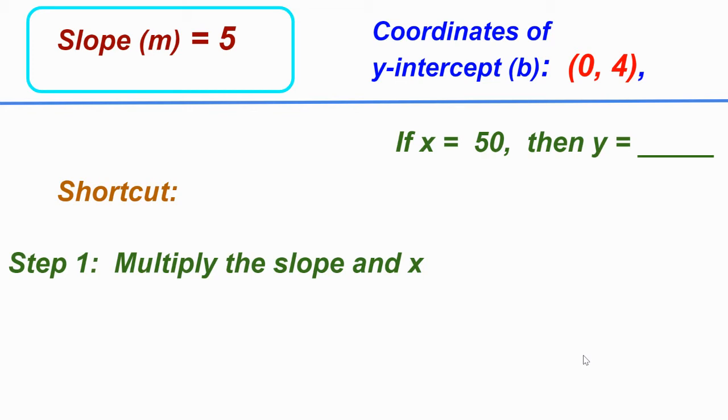So the slope is 5, right? That's my m, that's my slope. My x is 50, so I'm just going to do 5 times 50. What's that? 250. Okay, all right. Then one more step to do. There's only 2 steps here.